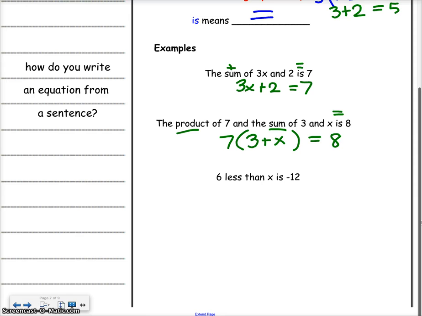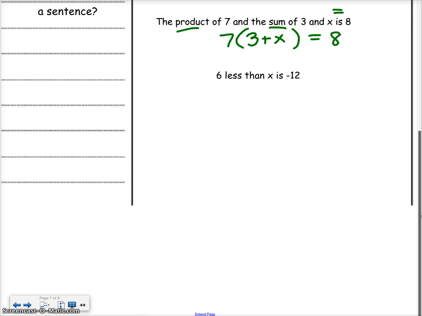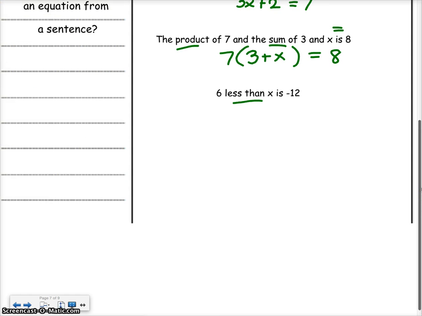Six less than x is negative 12. Okay. Less than, less important, put it second. x minus 6 equals negative 12.